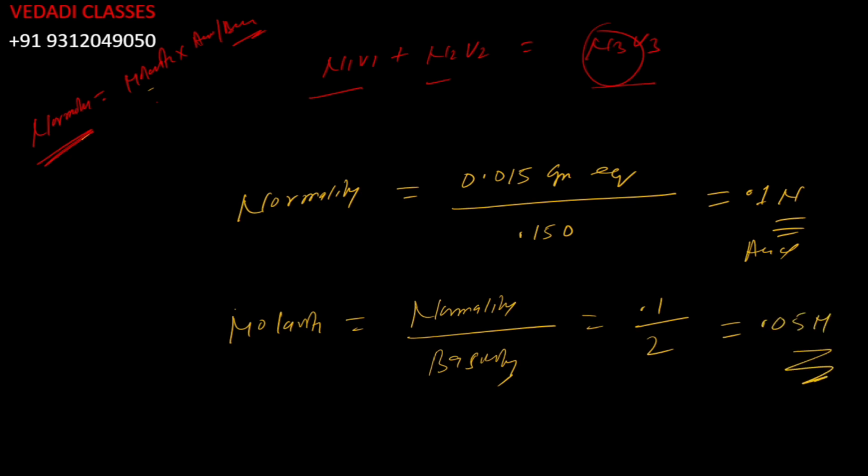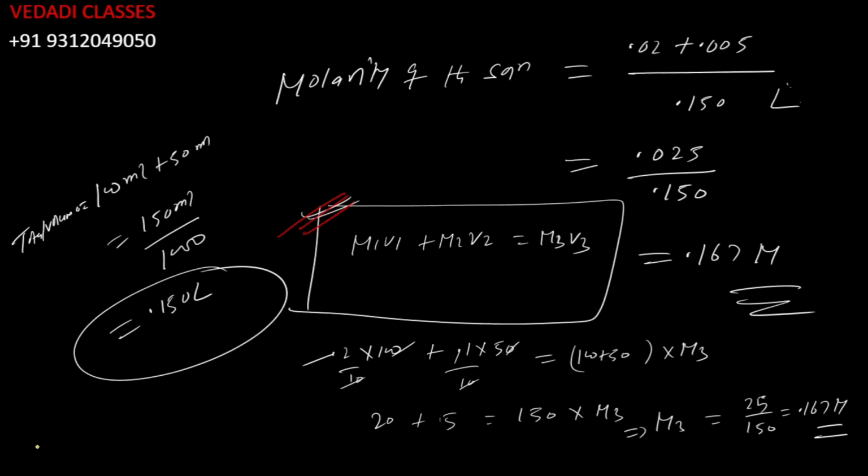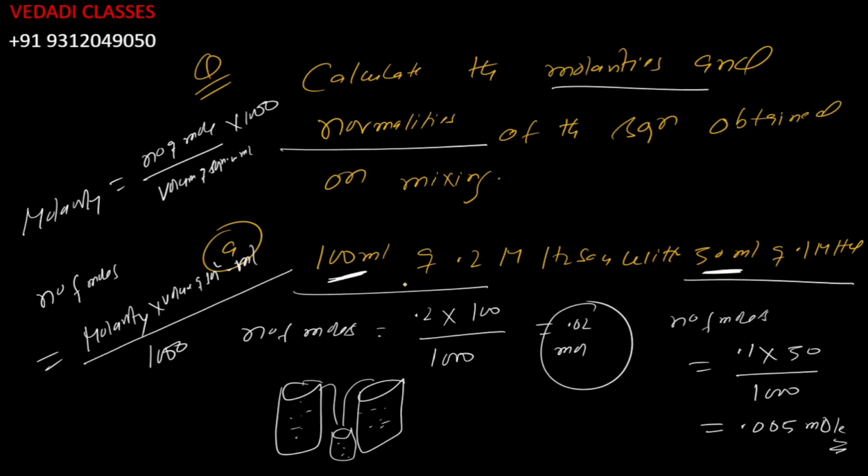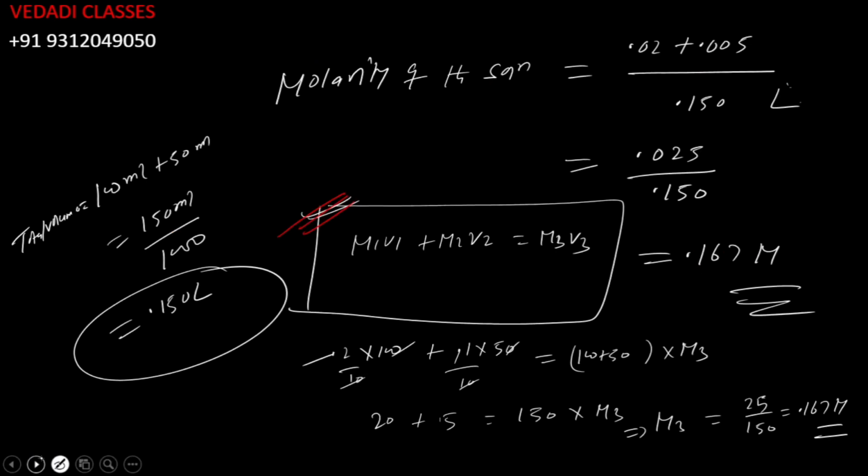So such types of questions will be asked to you. One type of question is where both are acids. So how will you find out the resultant? There is one traditional way: find out the number of moles of each, find out the total volume, then find out the molarity in the similar way. Or you can use this formula directly: M1V1 plus M2V2 is equal to M3V3. So you can also get the answer directly from here.